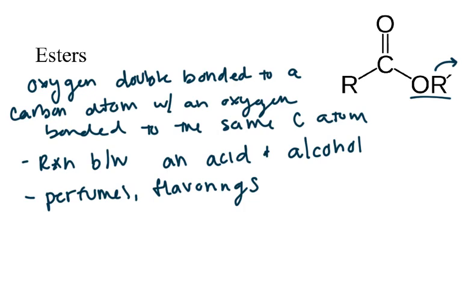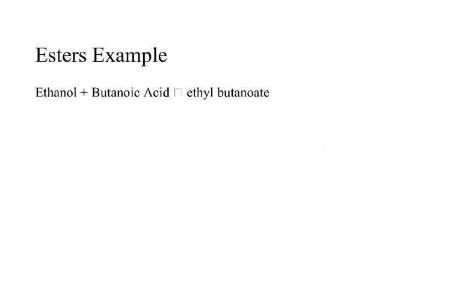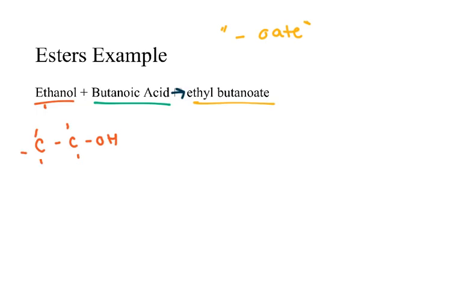And then let's take a peek at an example of an ester. So the reaction here, this is supposed to be an arrow. We're going to have a reaction between ethanol and butanoic acid, and that's going to give us ethyl butanoate. So our ending here is -oate. Okay, so let's start with ethanol. Ethanol, just so we remember, is an alcohol. Those are all my H's.